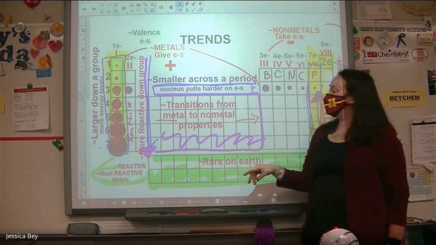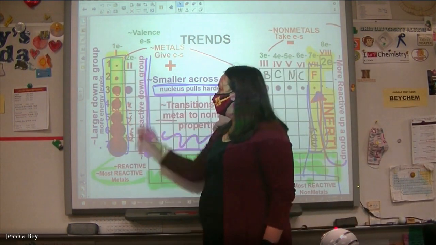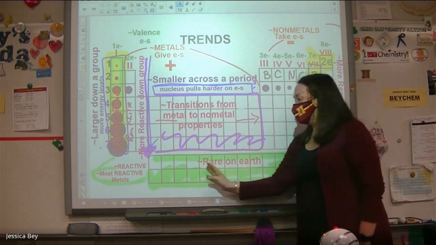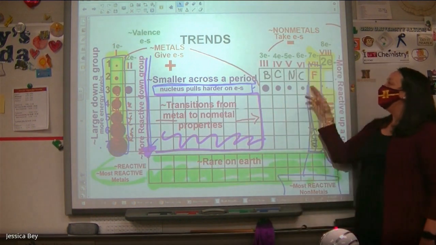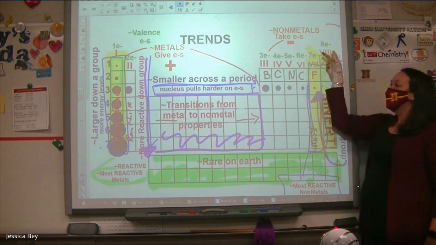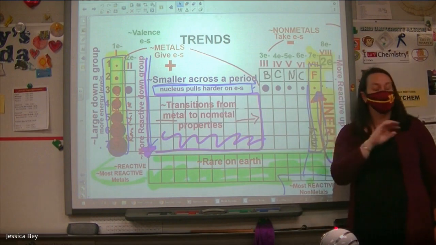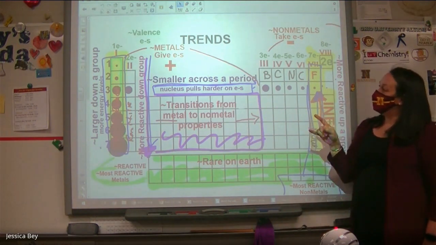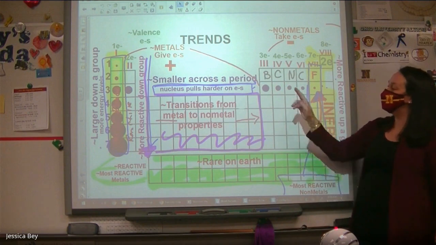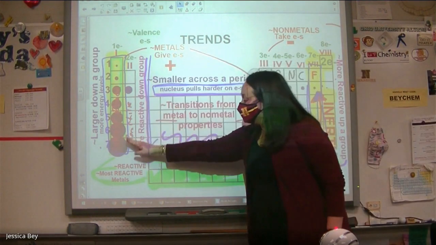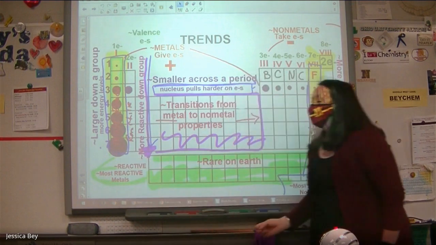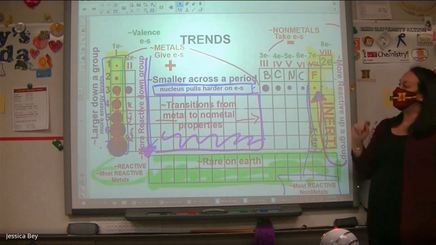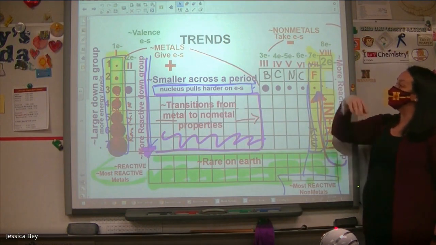Then talking about reactivity, the most reactive metals we have are group 1, then group 2, then these transition to nonmetals. Down here, these are rarely found on Earth. Then your most reactive nonmetals are the halogens, but group 8 are what are called inert. They never react. Never, never. The last trend, I think, also with reactivity: you get more reactive as you go down the metals, and you get more reactive as you go up the nonmetals.